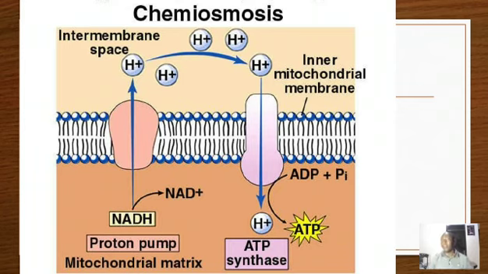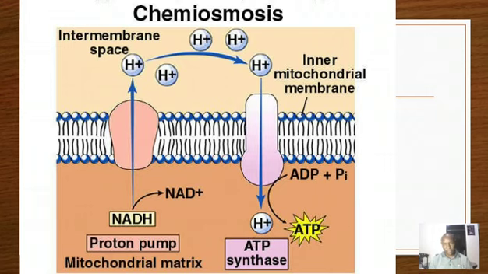Where the hydrogen ions accumulate, become too many, their concentration in the intermembrane space becomes higher than that in the matrix. That is why the intermembrane space has a lower pH than the matrix. But when they accumulate, the inner mitochondrial membrane becomes impermeable to protons. Therefore, they can't move back to the matrix.